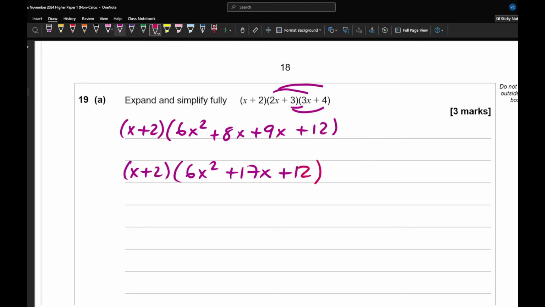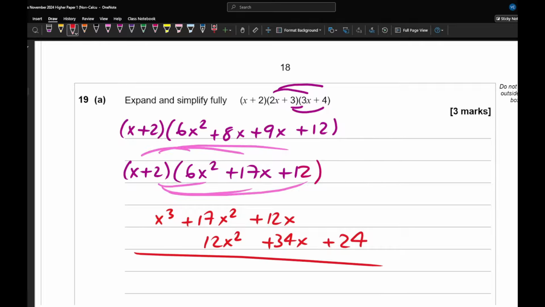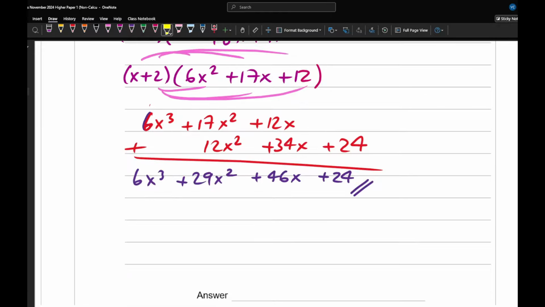And then all that's left for me to do is to expand this out, in which if I expand all of that out, I end up with x cubed plus 17x squared plus 12x, and then 12x squared plus 34x plus 24. Then if I add those two lines up, I should end up with an answer of, or I should say, 6x cubed. That should be there. Let me just change that. And I should end up with 6x cubed plus 29x squared plus 46x plus 24. And there is my answer for that question.